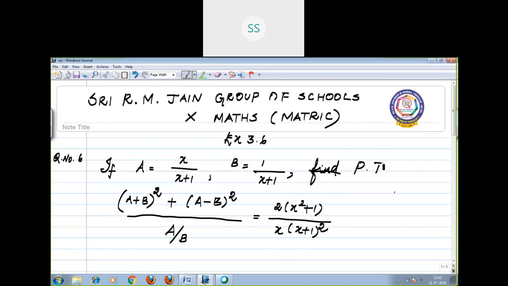Prove that. First, you have to take your LHS. What is given in the LHS? Here also, you are going to recall again the identity: (a plus b) the whole square and (a minus b) the whole square.